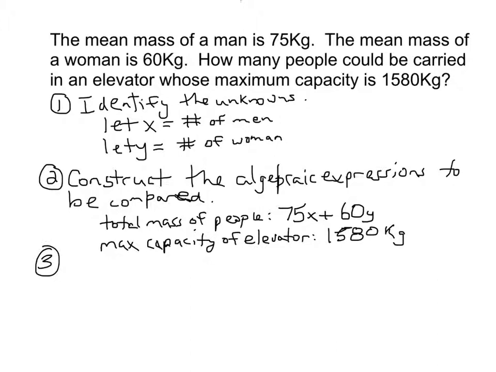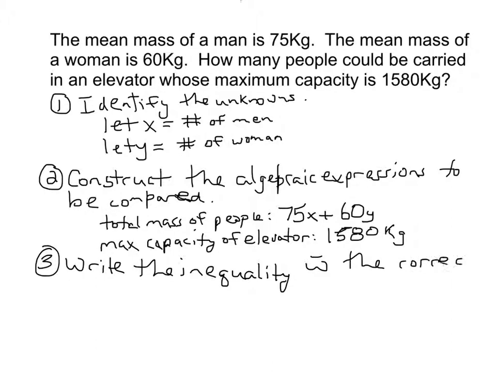So step 3 is going to be write the inequality. So is it going to be 75x plus 60y equals 1500? Close. I'll come back to you in a second. We're going to write the inequality with the correct symbol. And what's the symbol that you got wrong? Less than or equal to. Okay.